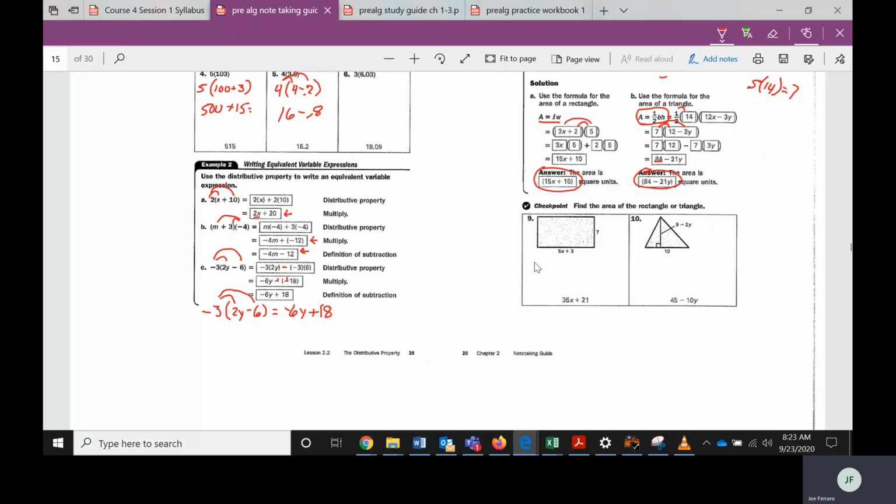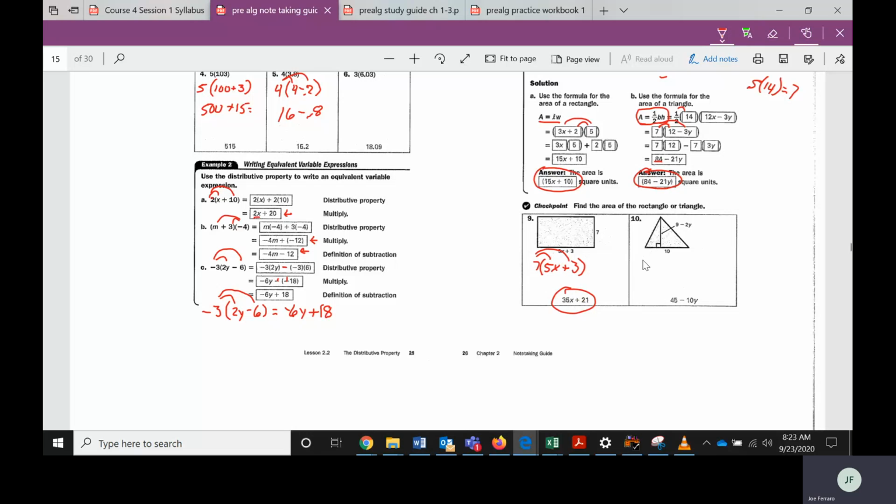If we go length times width, you could go 5x plus 3, then times 7. I like doing the single number first. Remember, it's multiplication, so it doesn't matter. I can write it like this and do width times length. Doesn't matter. Then you go 7 times a 5x. It's 35x. 7 times a plus 3 is plus 21. There's your answer.